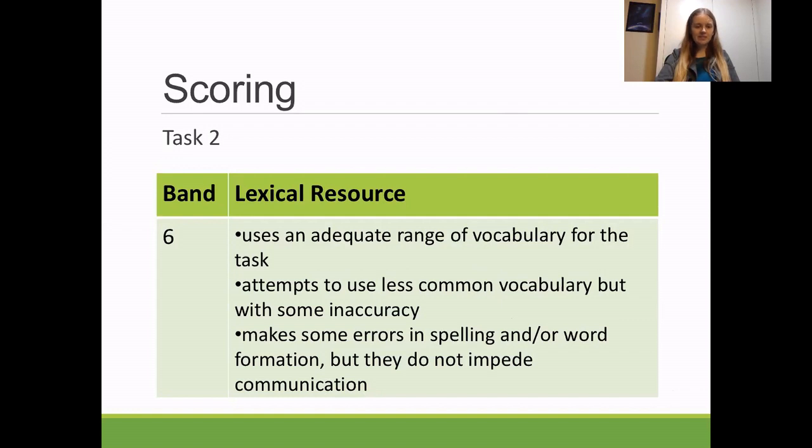For a score of 6, that would mean that you've used an adequate range of vocabulary for the task. So it is enough. You have enough vocabulary to be able to express your ideas, but it's not a really wide range of words. You might attempt to use some less common vocabulary, but it may sometimes be inaccurate. And you could make some mistakes in spelling or word formation, but it doesn't confuse the message that you're trying to say.